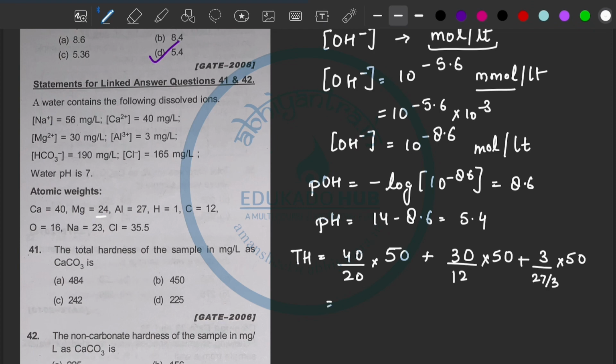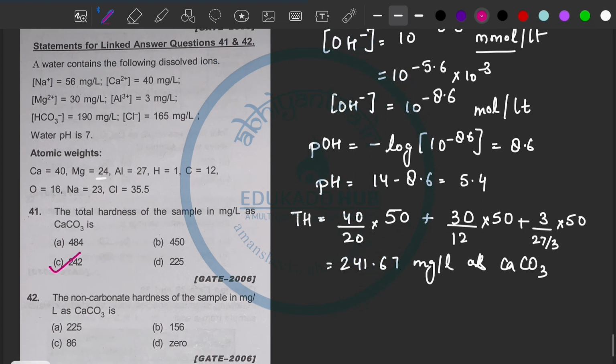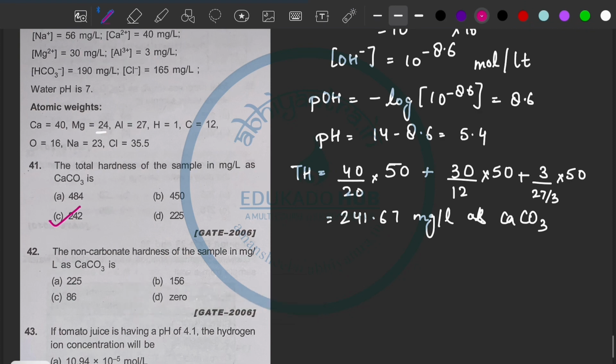So the answer comes to approximately 241.67 milligram per liter as CaCO3. The option which is very close to this is 242. Let's do the next question, that is for non-carbonate hardness of the sample.